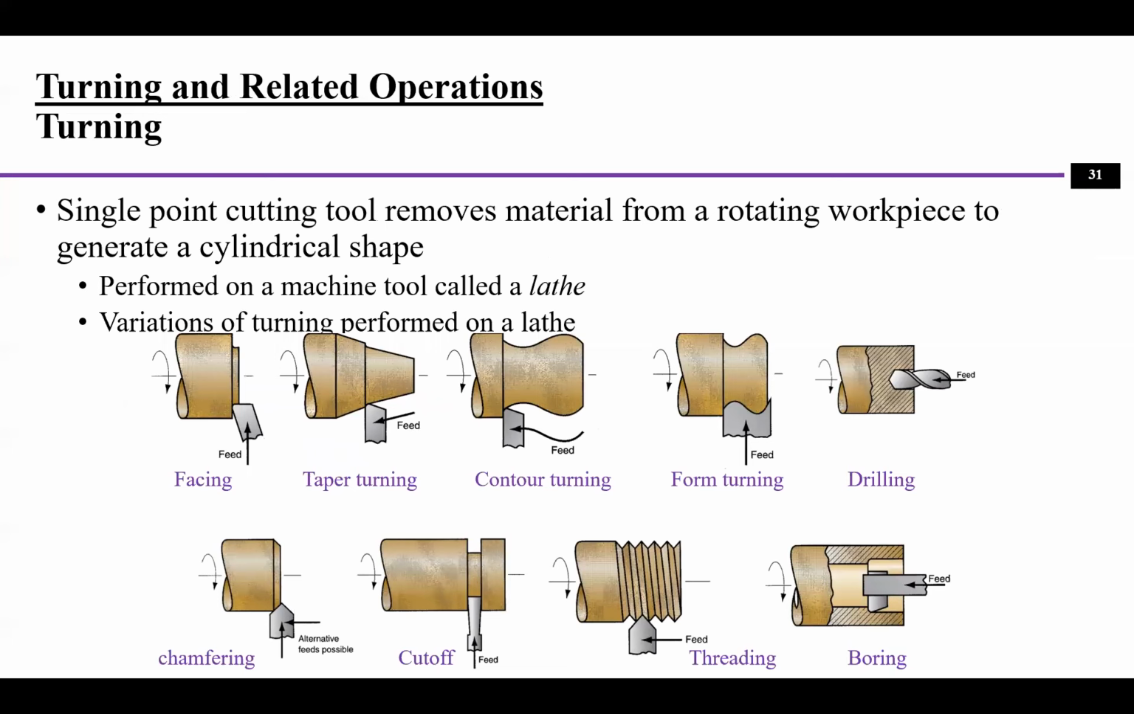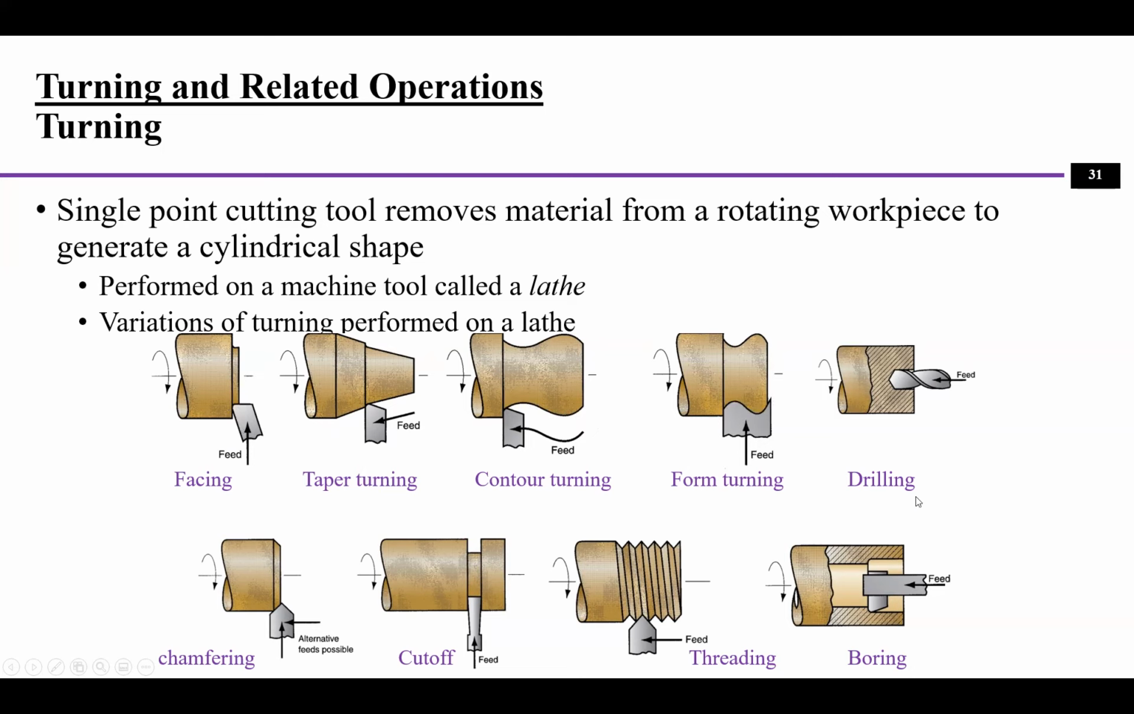For a turning process, typically the machine we are using is a lathe, and you can create multiple geometries or different types of turning on the lathe. One is facing, which is to remove material to a certain depth, and then another one is taper turning, and contour turning. You can make a shape with contour turning, and we can also do form turning. Form turning means that you create a cutting tool that is the same shape that you want to create on the part. So this is form turning.